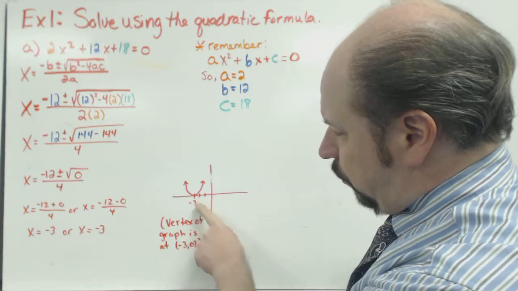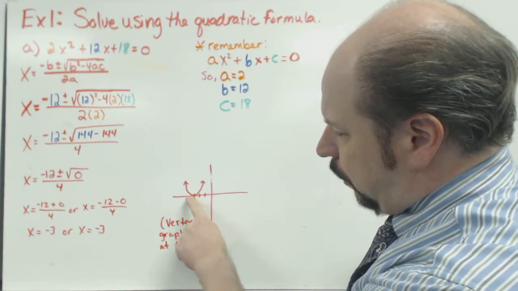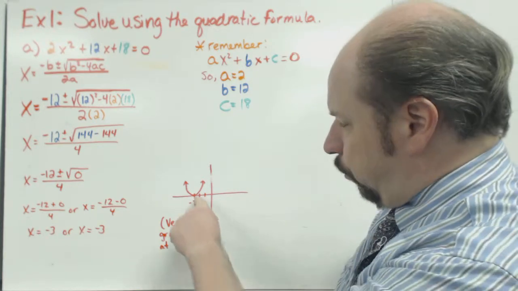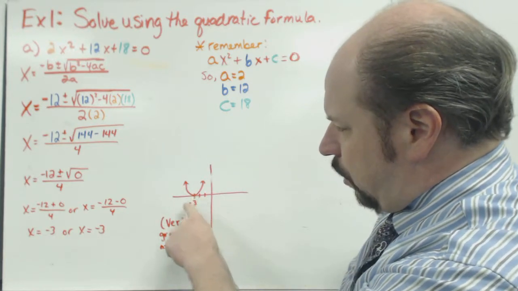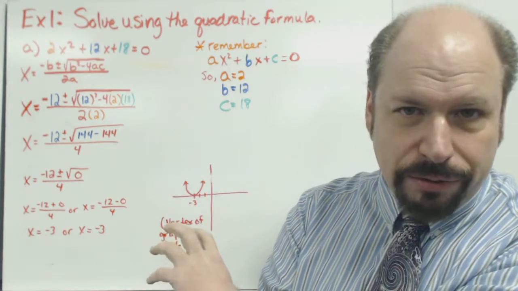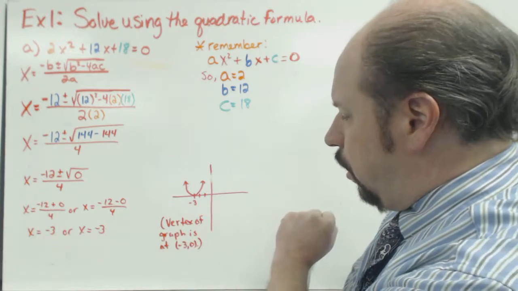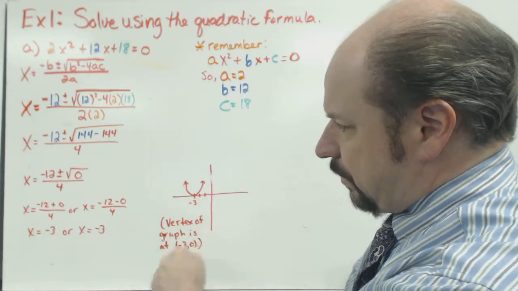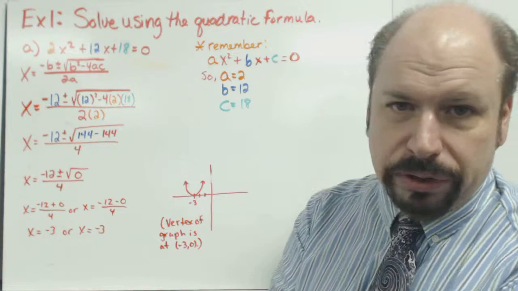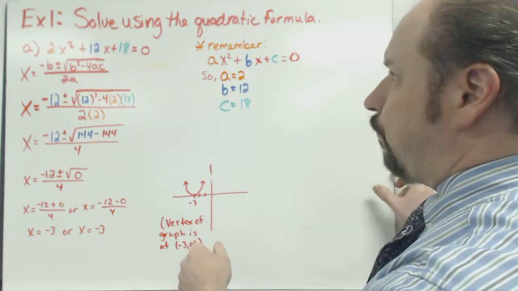Okay, so here's what the graph of that would look like. We would have our vertex at negative 3, and it would go up from there. So it would only touch the axis. It wouldn't actually cross the axis, which is why we're only getting one solution out of this.